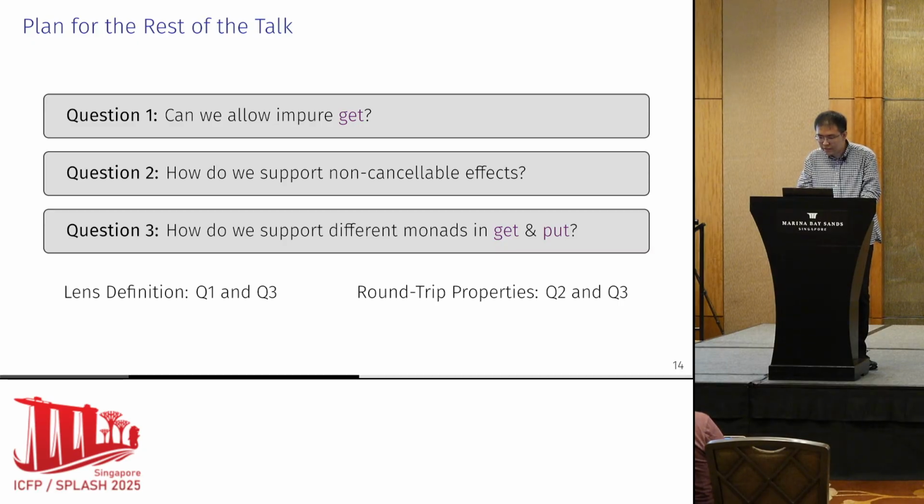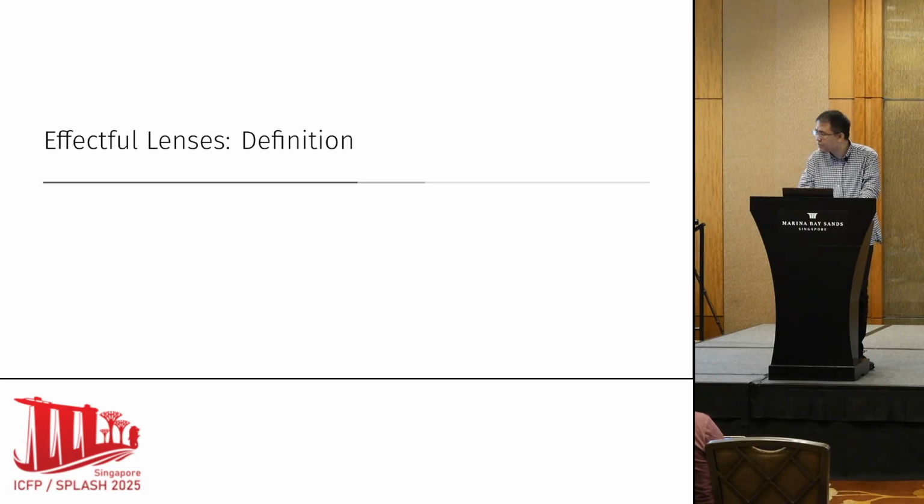So the plan for the rest of the talk is to address these questions. And as it turns out, the definition for lens is key to solving questions 1 and 3, and the round-trip properties are there to solve the last two questions. So first, we consider a definition.